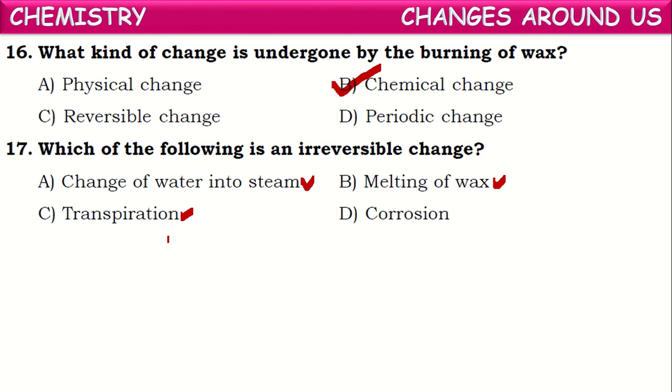But if you observe corrosion, nothing but rusting, iron particles react with the atmospheric oxygen in the presence of moisture and convert into the respective oxide, like iron oxide. From this iron oxide, we cannot get back the iron. So, this rusting of iron or corrosion of metals is one of the irreversible changes. Reverse of this reaction does not occur. So, it is an irreversible change. Okay, next one.